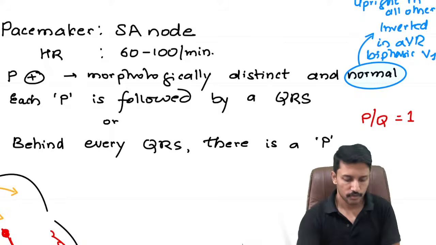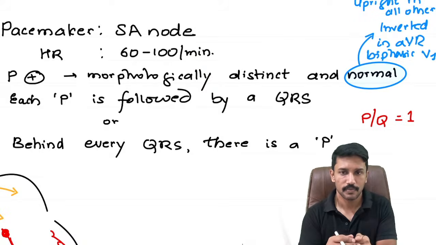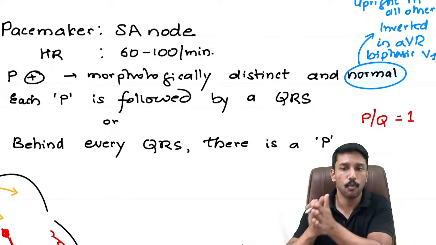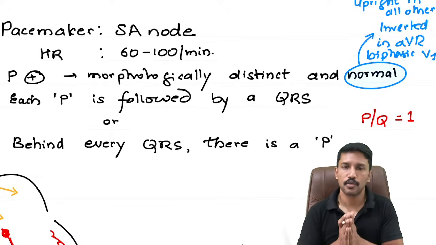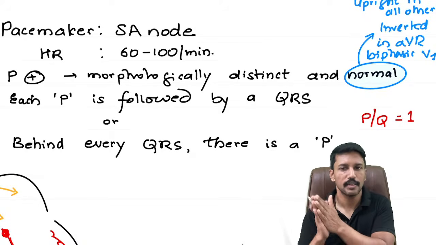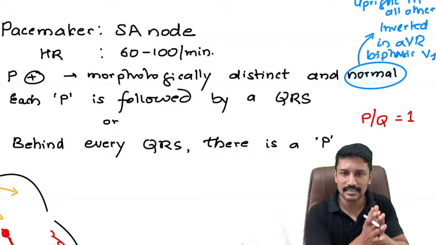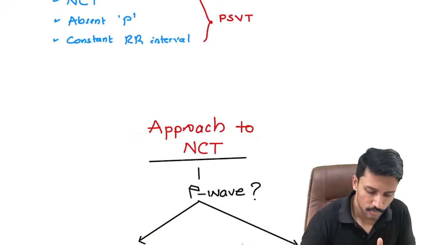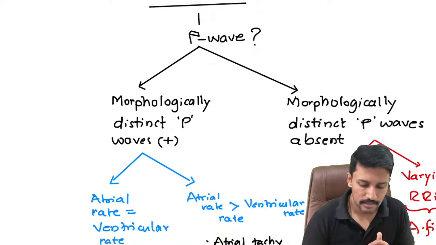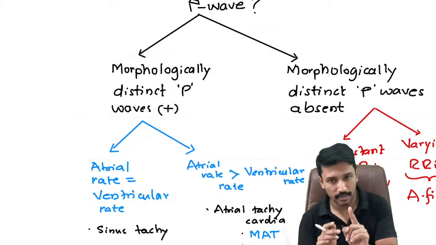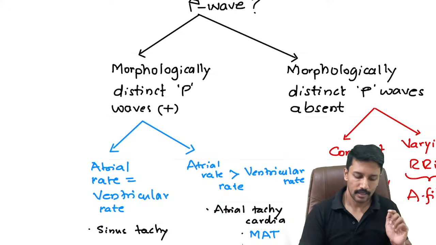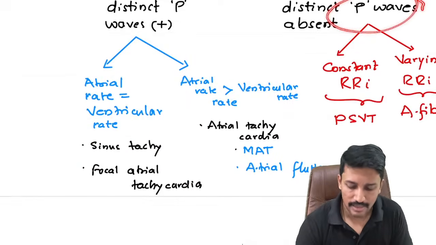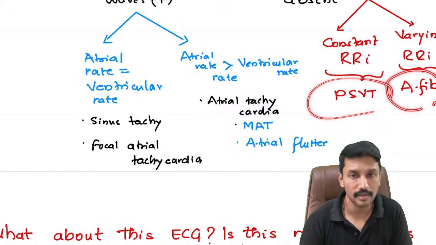When these parameters are not met, my next step is to classify. I have to classify the arrhythmia as narrow complex tachyarrhythmia or wide complex tachyarrhythmia. For that, I have to look at the QRS duration. If it is more than 120 milliseconds, VT and VF are my differential diagnosis. If it is less than 120 milliseconds, then all these narrow complex tachyarrhythmias are my differential diagnosis. Once I encounter a narrow complex tachyarrhythmia, I should look at the P waves. If I can find morphologically distinct P waves where I can confidently say that this is a P, then my differential diagnosis is sinus tachycardia, focal atrial tachycardia, MAT, and atrial flutter. If morphologically distinct P waves are absent, my differential diagnosis is PSVT and atrial fibrillation.